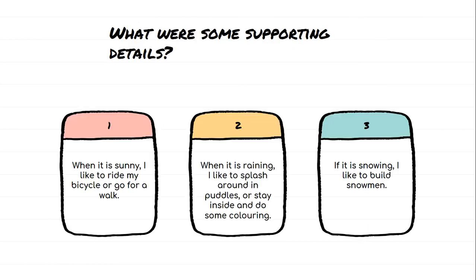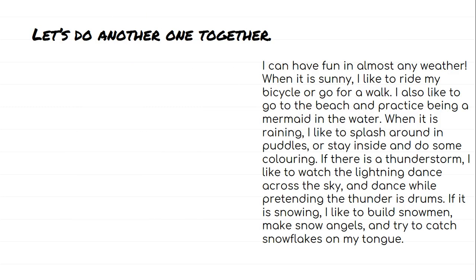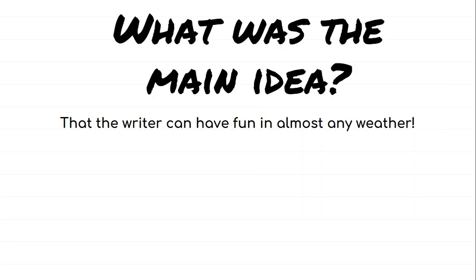Now, we know this because of the supporting details. So he said when it's sunny, he likes to go outside, or he or she likes to go outside. When it's raining, they like to go outside, or they can stay inside and do some coloring. Or even if it's snowing, they like to build snowmen, okay? If there's a thunderstorm, they like to watch the lightning. So in any weather, they can have fun. So if it's sunny, rainy, thundering, snowing, and anything, they like to have fun.